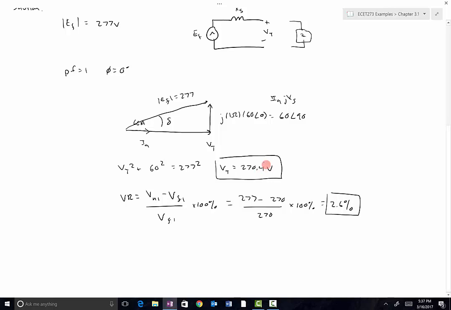Remember though that this terminal voltage is not the voltage that is measurable at the output of the generator. We need to multiply that by root 3. So 270.4 times the square root of 3 is going to give us 468.347, which is the magnitude of the line-to-line voltage at the output.